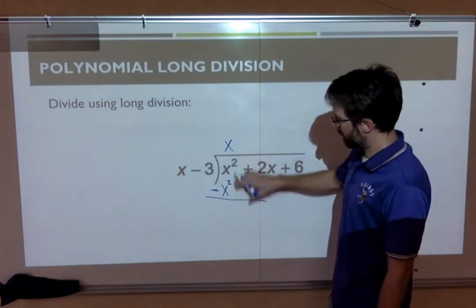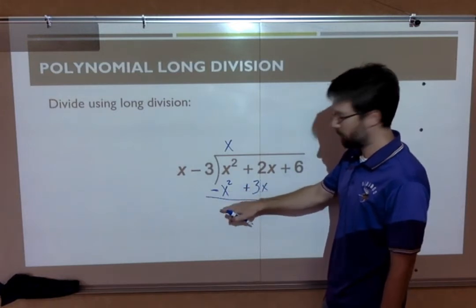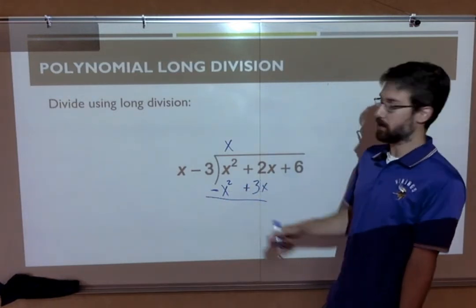All right, now if I subtract this, x squared minus x squared is 0. So that should cancel out. If it doesn't cancel out, you did something wrong.